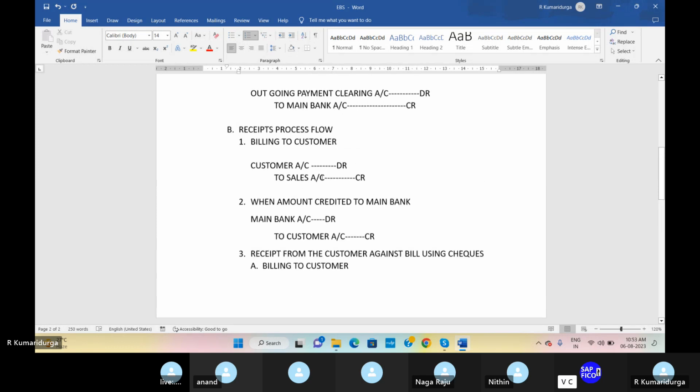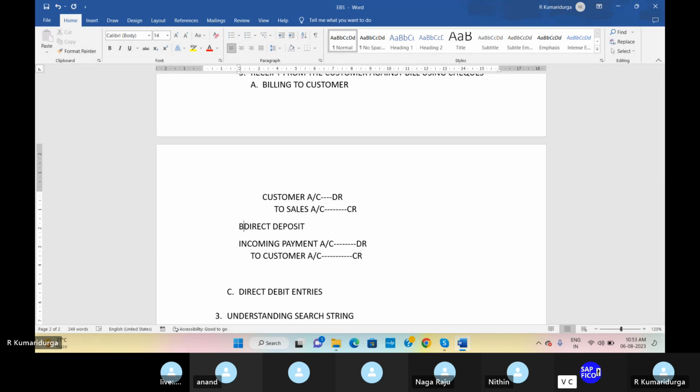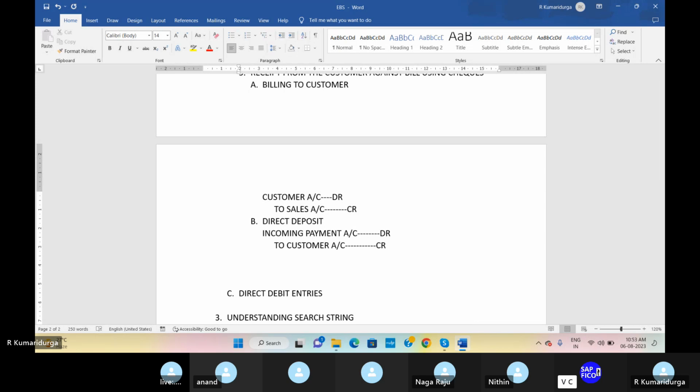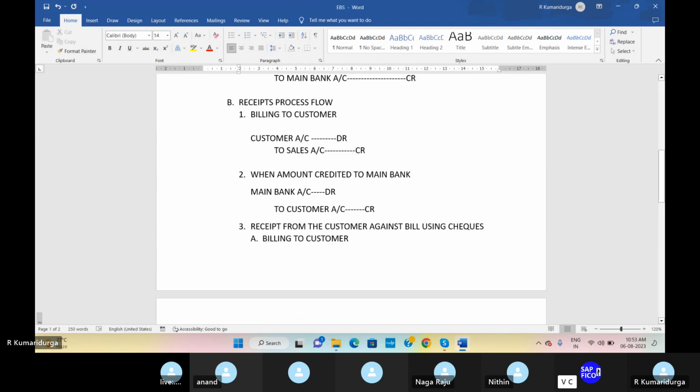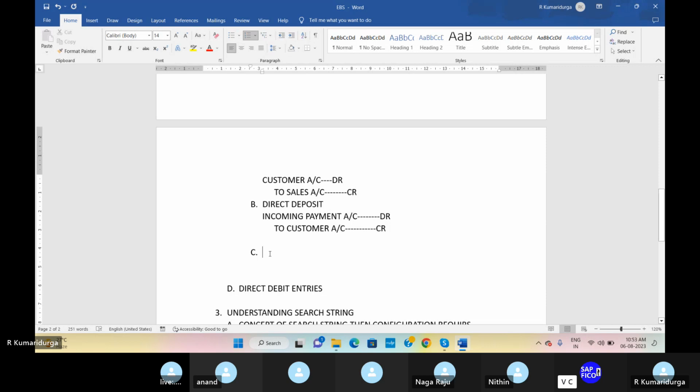Then next one. When amount credited to main bank account, your bank account, okay. Automatically, banks should transfer that amount to your main bank account. Okay, the bank has incoming payment bank accounts, right? Outgoing payment bank accounts, right? So from that, they will transfer that amount to your bank account. See, these are integrated tools, all of you. You will not know about this outgoing payment account and incoming payments. All these things will be handled by your bank. Your main bank is different. Try to understand the point.